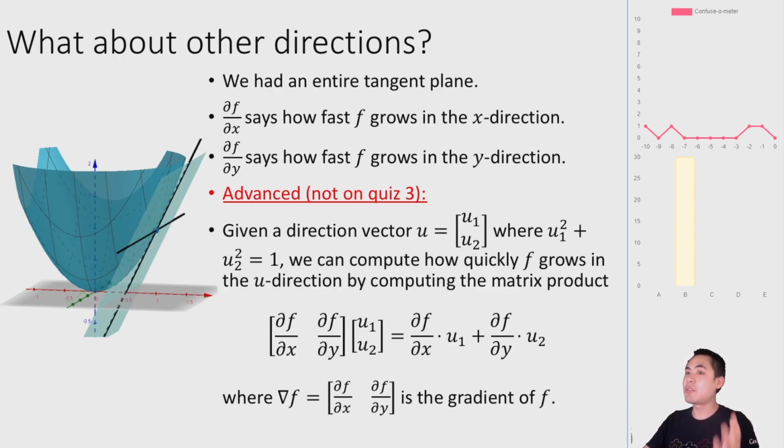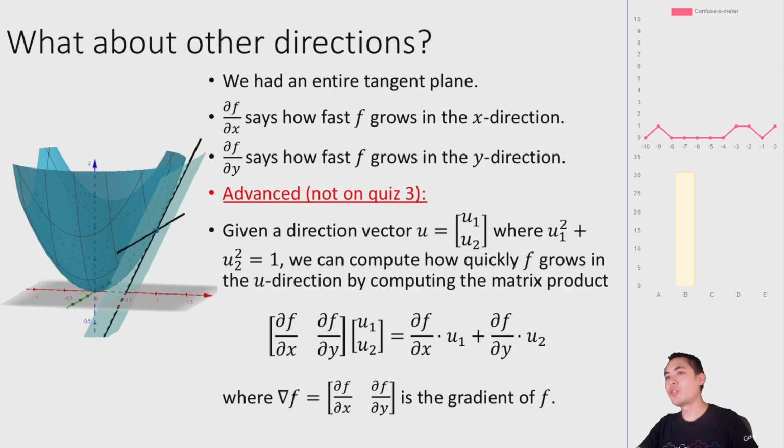So given any direction, note that you can specify a direction in the xy plane by just choosing 2 different coordinates, right? And so that specifies the direction. You need to normalize it so that the size of the vector is equal to 1. You can compute how quickly f grows in any direction u, that's defined by this vector, by computing this matrix product where you've taken your del f del x and del f del y and put them in a single row vector.